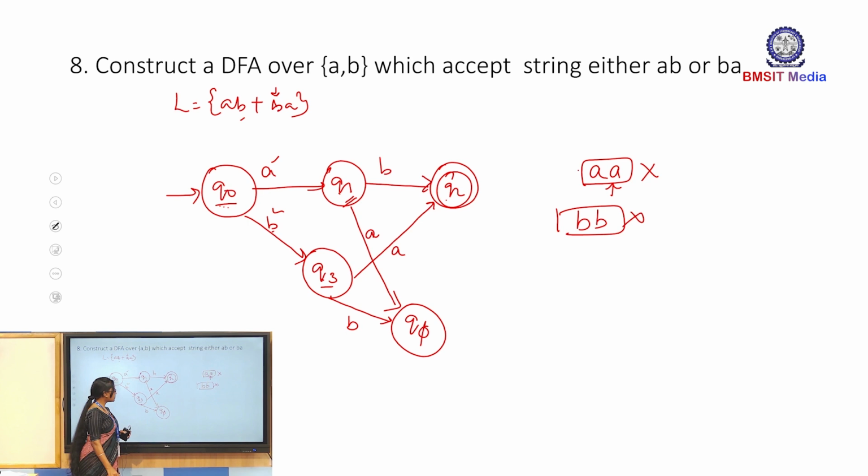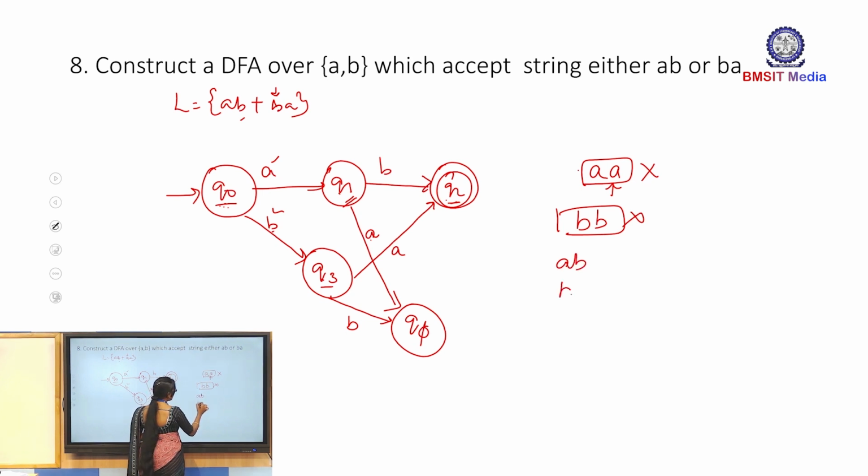Now let me start with Q2. Q2 is supposed to make a transition on seeing an A as well as a B. Now, when do I reach Q2? From Q0, on seeing an A, I reach Q1. On seeing a B, I reach Q2. Or from Q0, on seeing a B, I can reach Q3. From Q3, reading an input symbol A, I reach Q2. So it's either AB or BA that takes me to the state Q2.